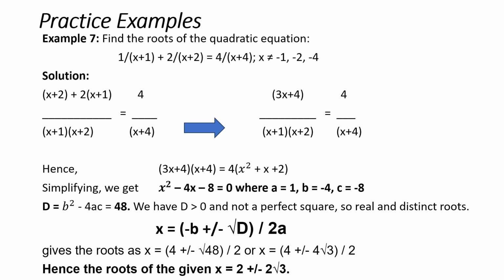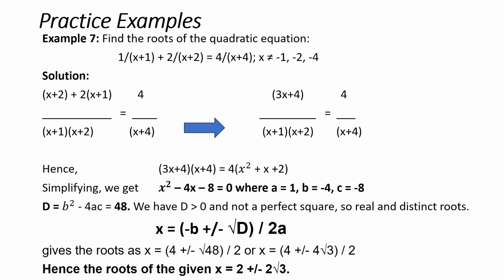So after taking the LCM, we have (3x + 4) upon (x + 1)(x + 2) is equal to 4 upon (x + 4). Again cross multiply and simplify the equation. After simplification we get x² − 4x − 8 = 0. So compare it with ax² + bx + c. a is 1, b is −4 and c is −8.